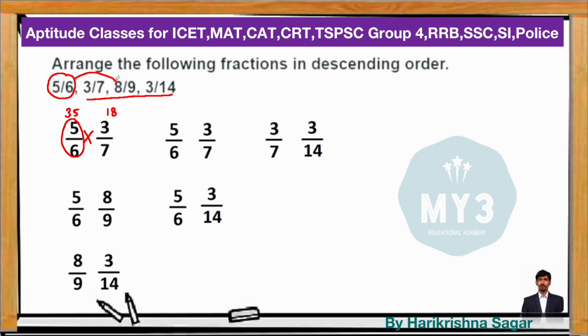Now check with 8 by 9. 9 into 5 is 45, 8 into 6 is 48. Which is greater? 8 by 9 is greater. Take 8 by 9 and check with the last one. If you take 8 by 9 and 3 by 14, 9 into 3 is 27, 14 into 8 is 112. Definitely this is greater. That means of the 4 fractions, 8 by 9 is the greatest fraction.